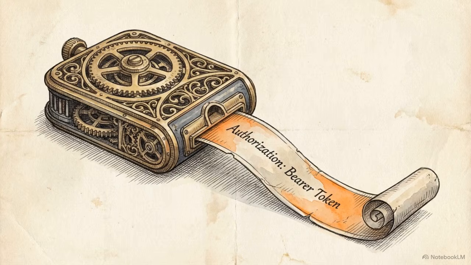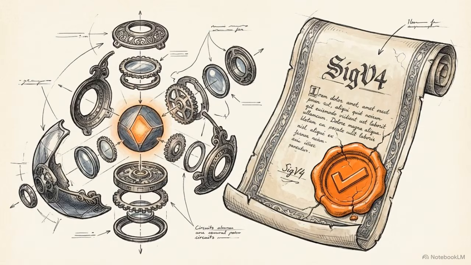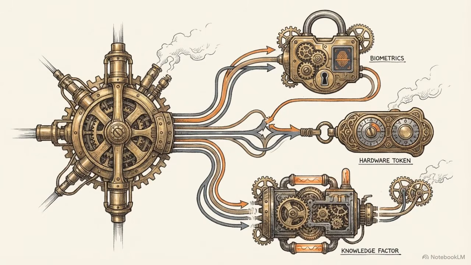Our trace begins outside the system. An external client application sends an invocation request carrying a standard bearer token. The first validation step before any logic executes is the inbound authentication gateway, powered by AgentCore Identity. It uses AWS IAM and Signature version 4 to verify native internal AWS credentials. Second, it provides OAuth 2.0 integration to validate tokens from external identity providers.